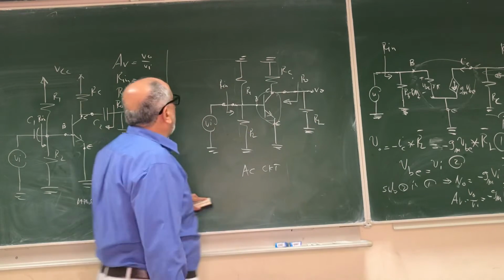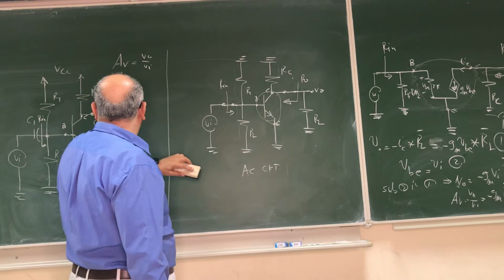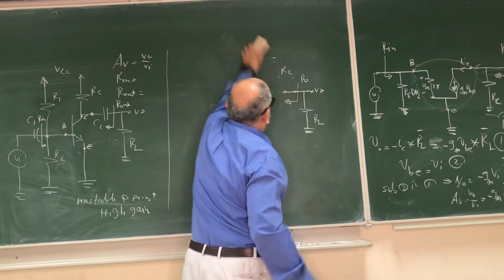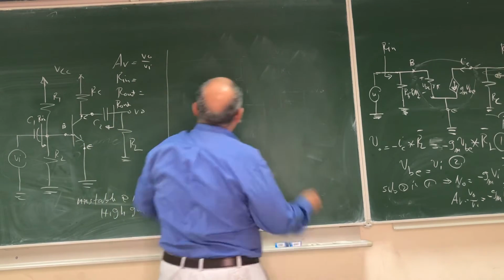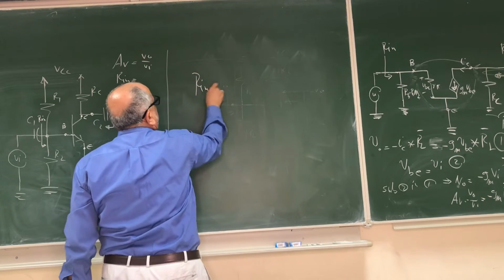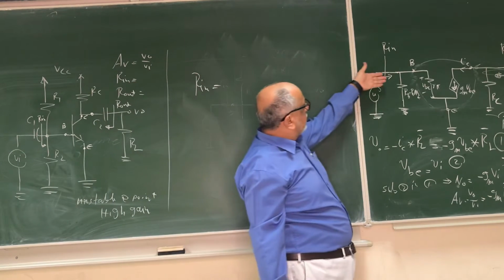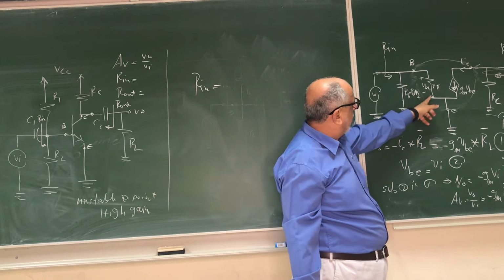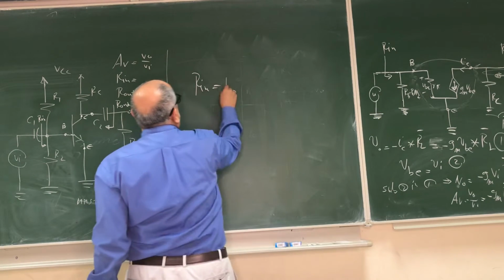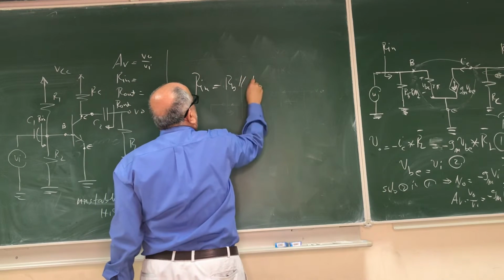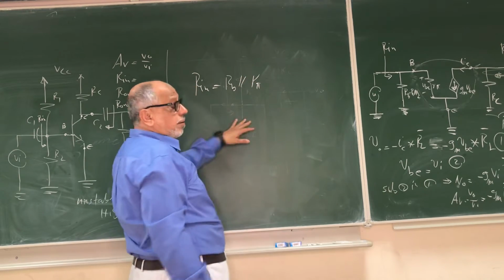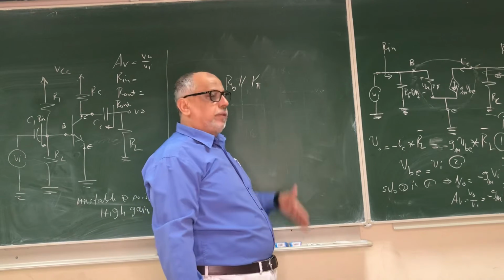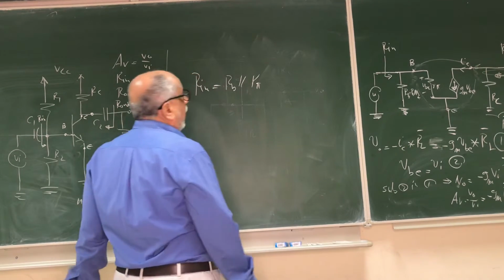Second part, we have to find the input resistance and the output resistance. So I'll use the same circuit here. Rin is equal to, so what you can see from here to ground is this in parallel with that, RB in parallel with Rπ. So this is equal to RB in parallel with Rπ. Rπ, we should know it from the DC analysis. It is beta over gm, right?